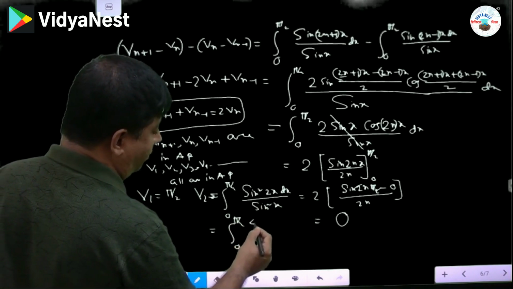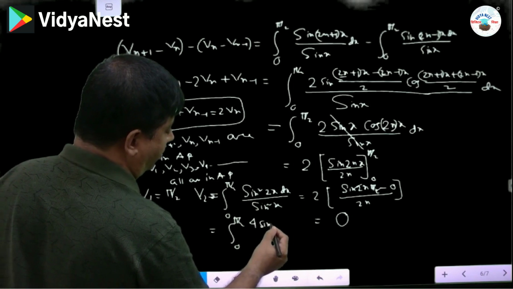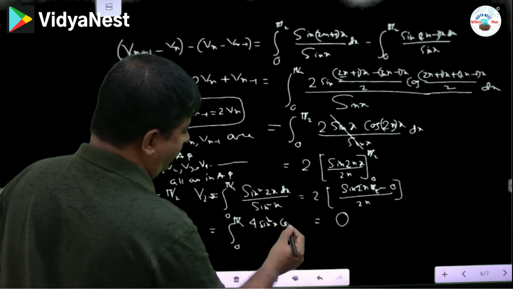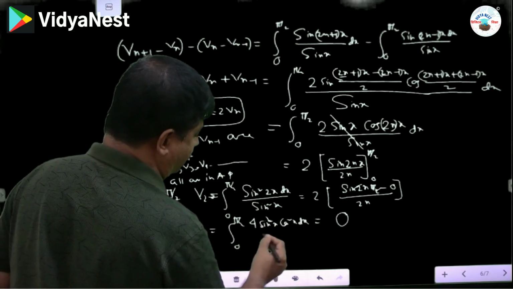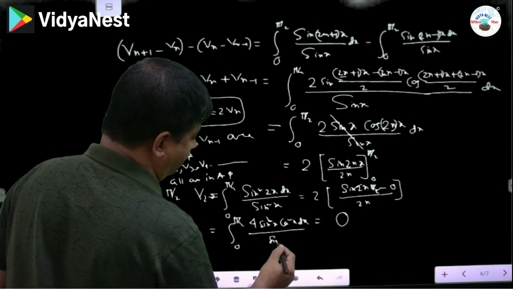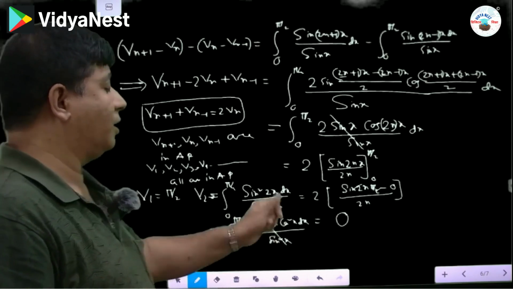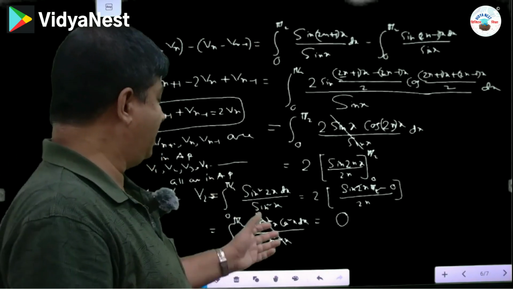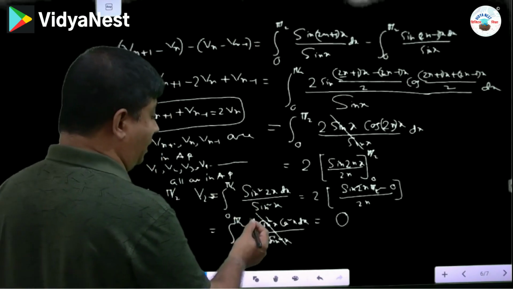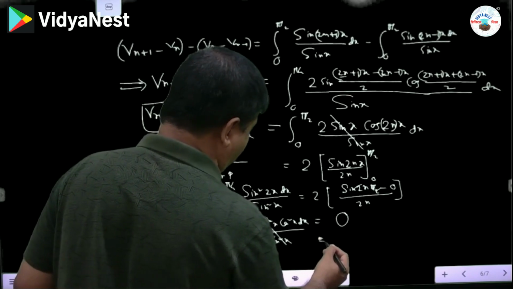That will give you 4 sin square x cos square x dx by sin square x. Cancel, 4 cos square x. That means if you wish, you can bring 4 out.